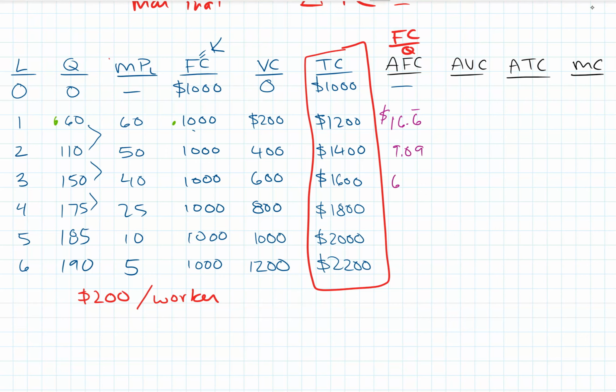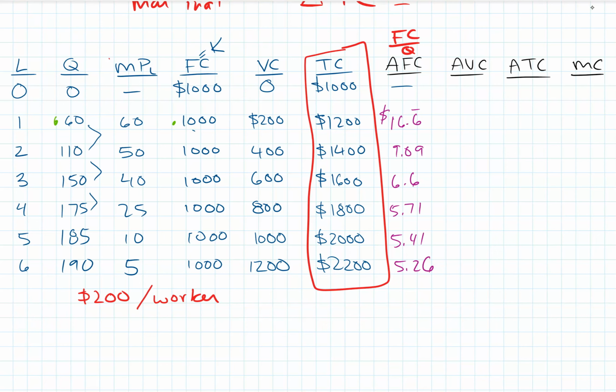Repeating, and then 909, 6.6, 5.71, 5.41, 5.26. And so notice something. It's just going down and down and down. So the average fixed cost is just falling. And that always happens, because the fixed cost stays the same, but the quantity goes up. As long as the quantity keeps going up, the average fixed cost is going to keep falling. And so that makes sense.